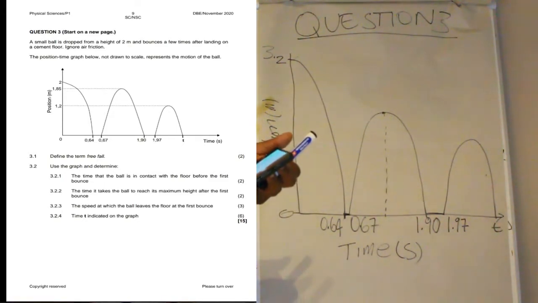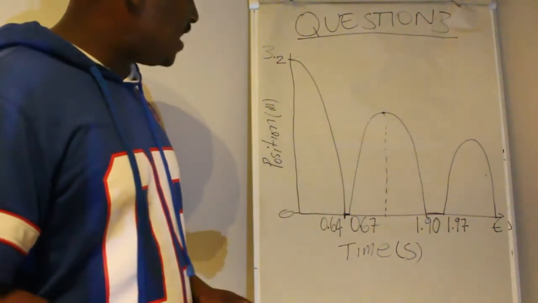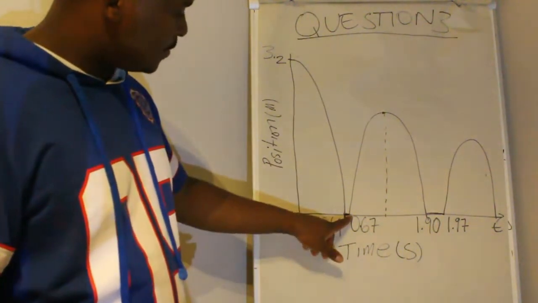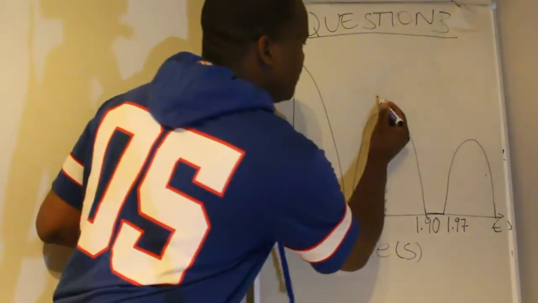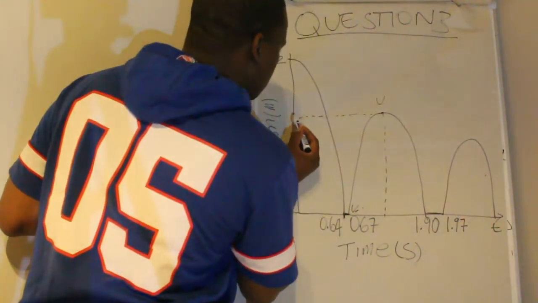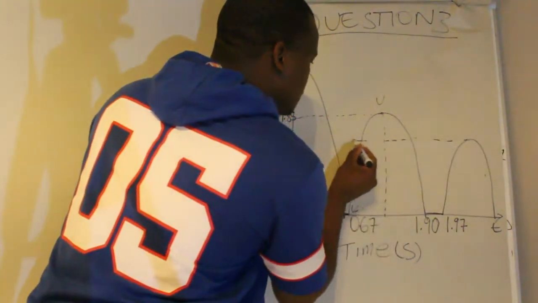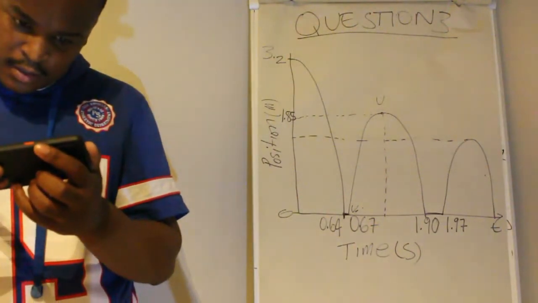3.2.3. Use the graph and determine the speed at which the ball leaves the floor after the first bounce. So they want us to use this graph and calculate the speed at which the ball leaves the floor after the first bounce. The first bounce is here, so they want this speed here. We're given the height of that position, which is 1.85, and this time is 1.2.